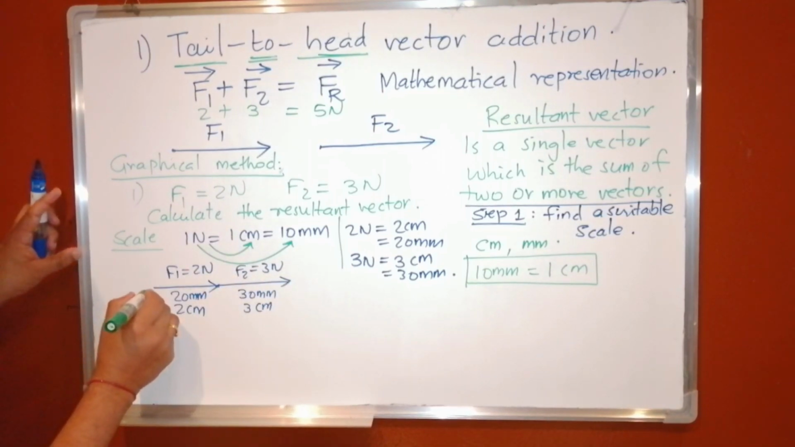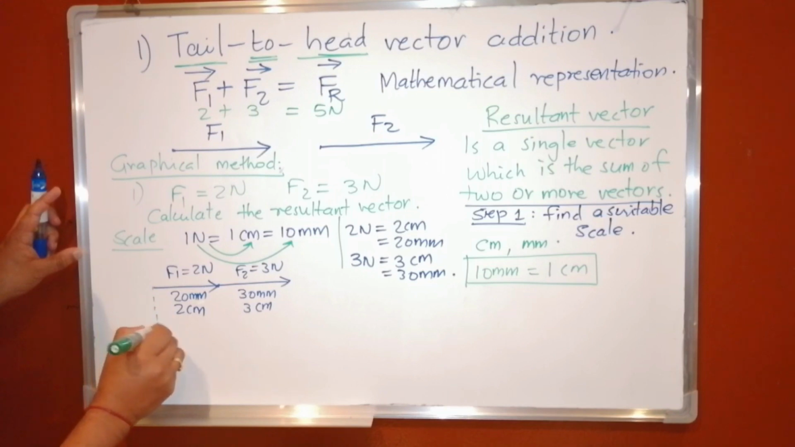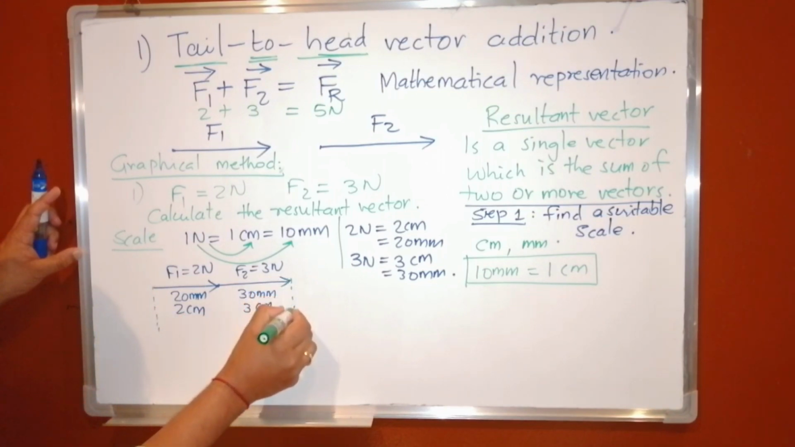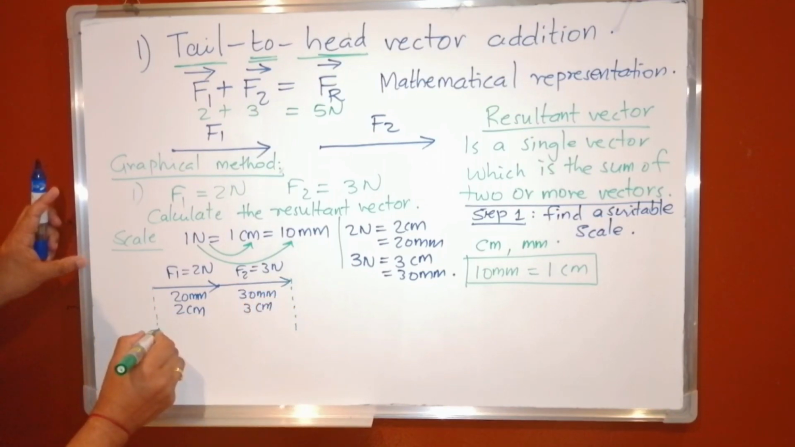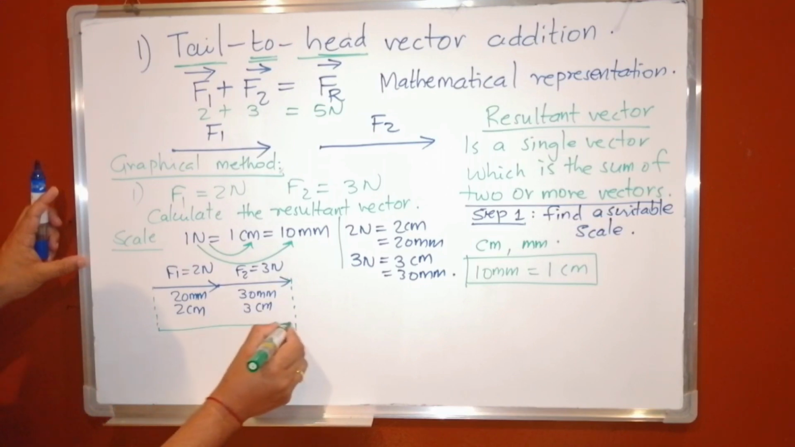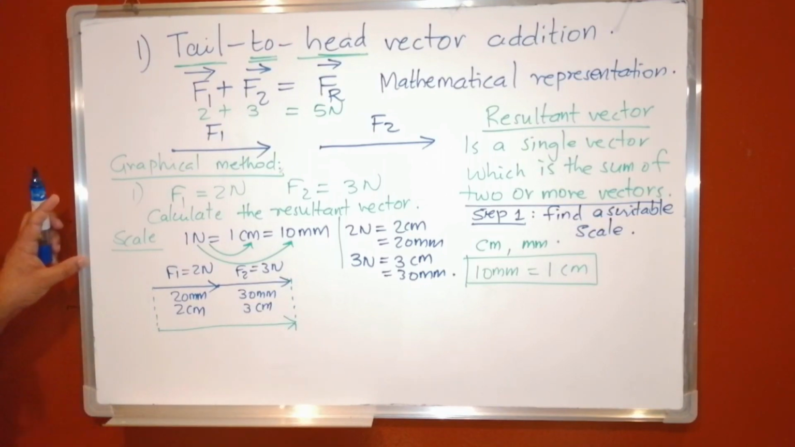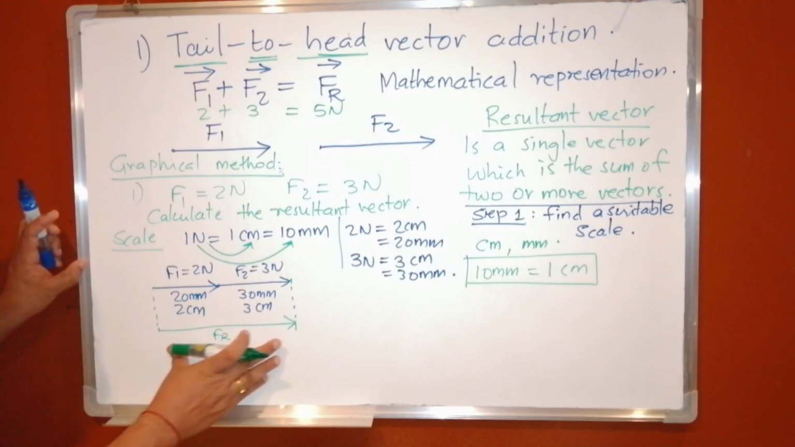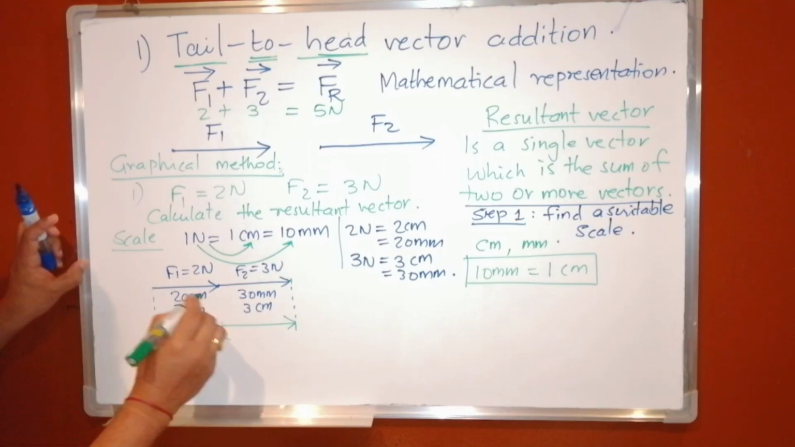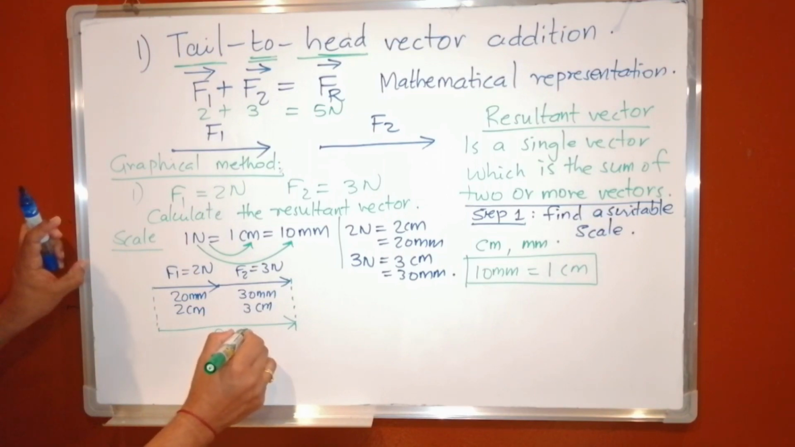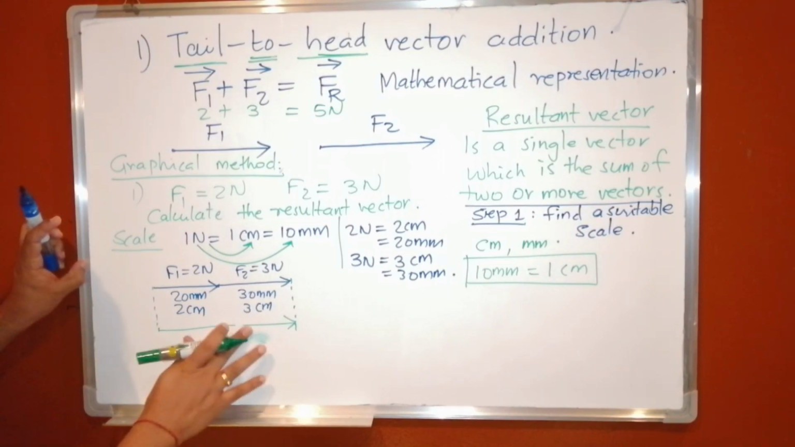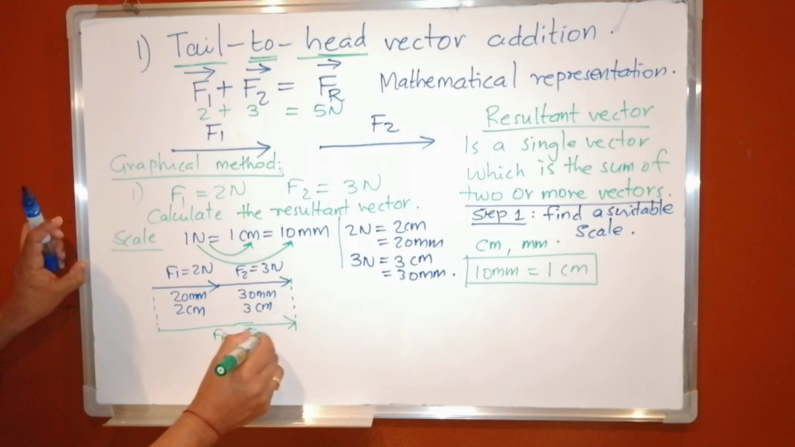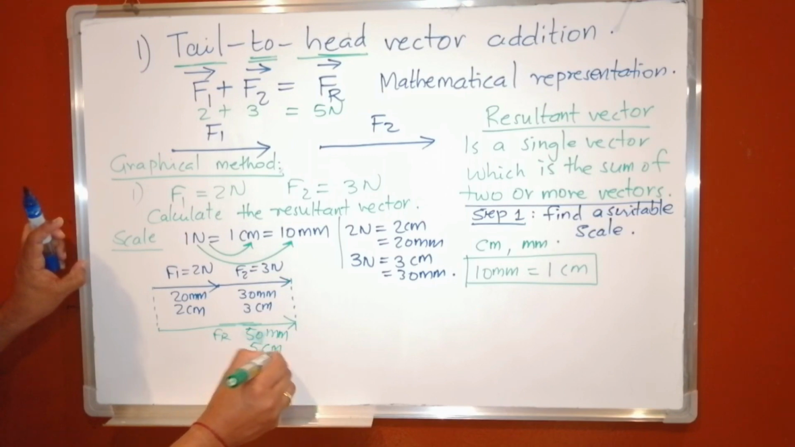Now we're going to find the resultant vector. As I told you, the resultant vector is a single vector drawn from the tail of the first vector to the head of the second vector. This is your resultant vector. Take your ruler and measure this. You will get the value 50 millimeters or 5 centimeters.